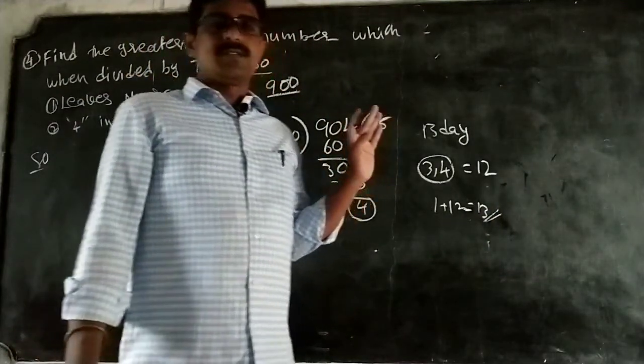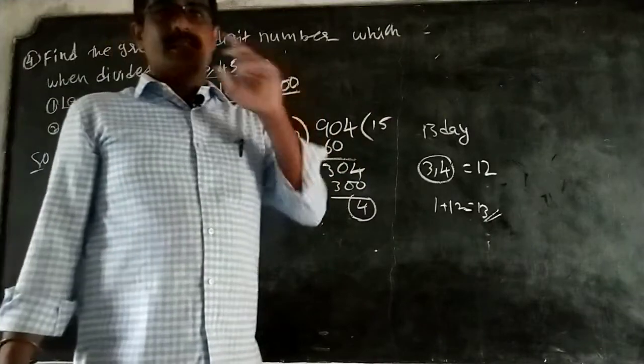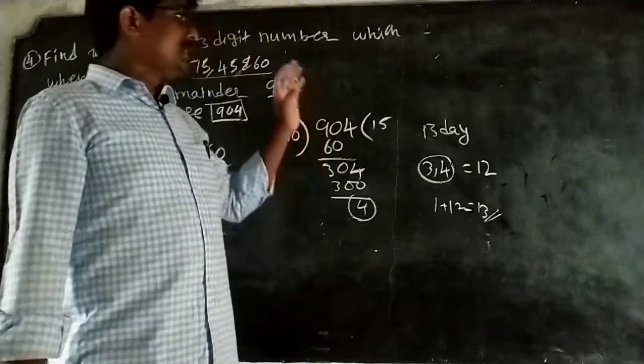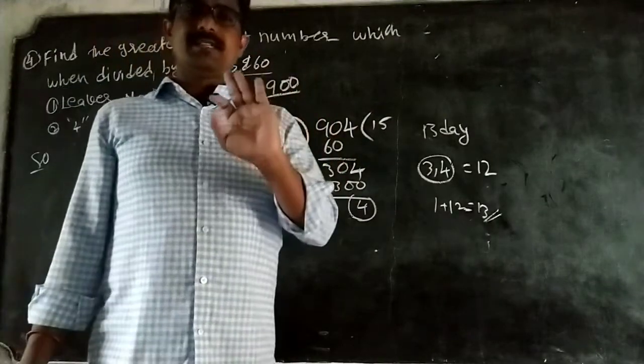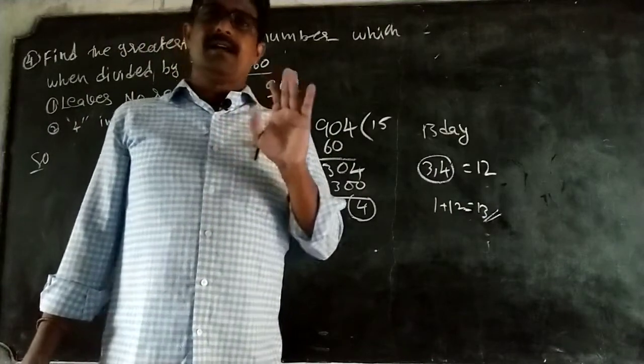Simple thing. So this is for exercise 3.4. These are the 4 problems; the 5th and 6th are just simple. By doing the LCM you get the answer.